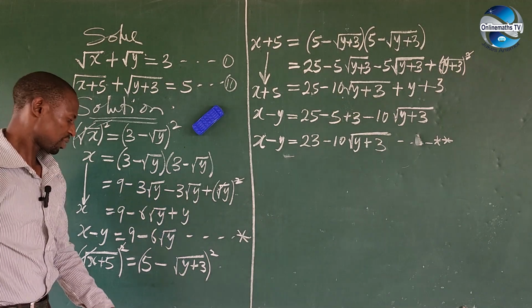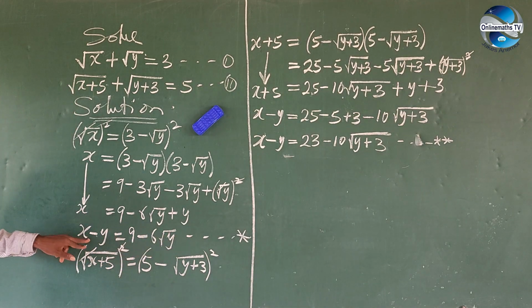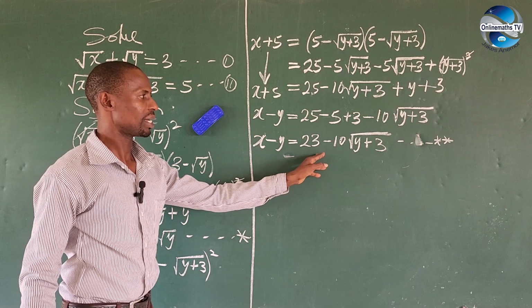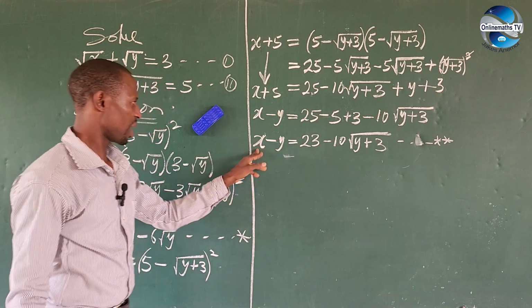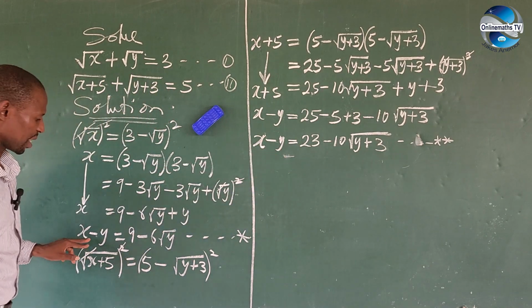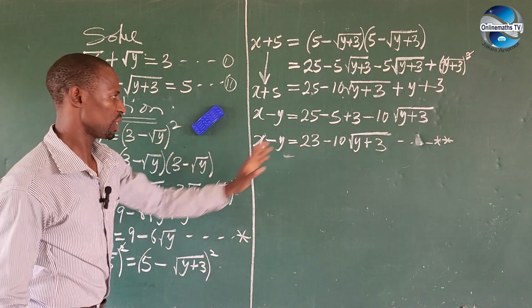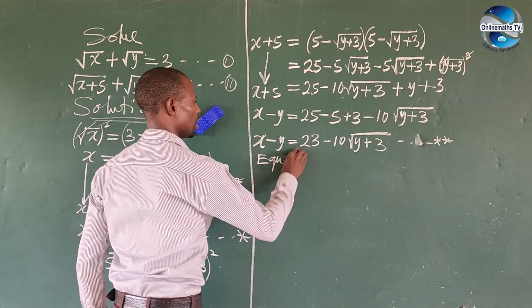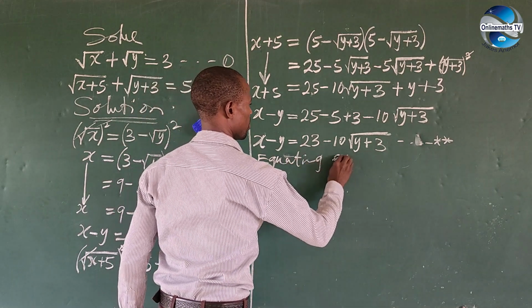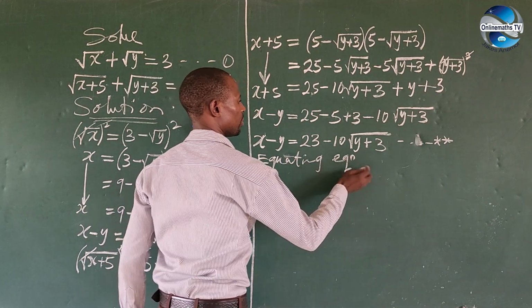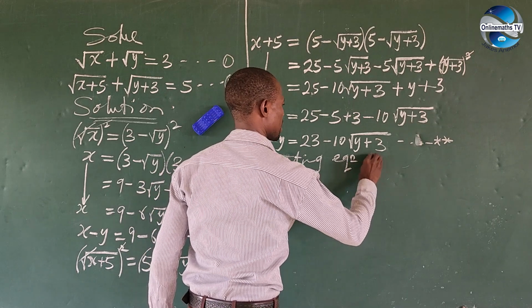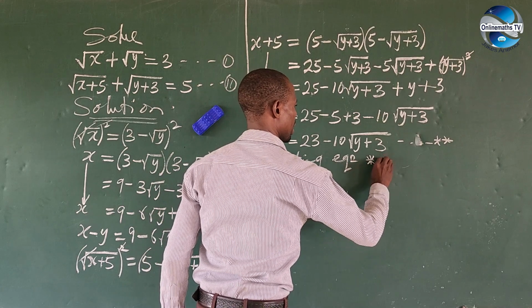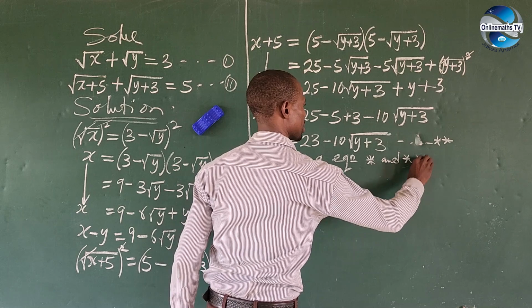Now, look at our equation star and our equation star star. There is a similarity here. We have x minus y, and we have x minus y. So we can equate the two equations, equating equation star and star star.